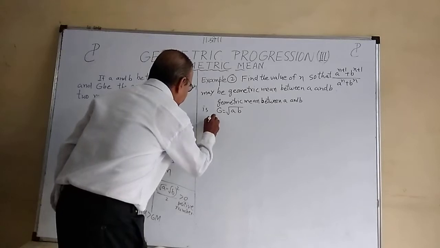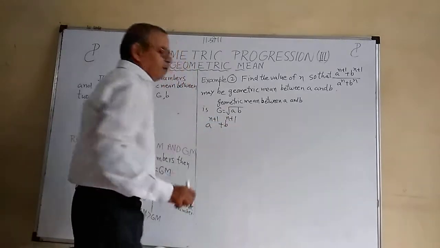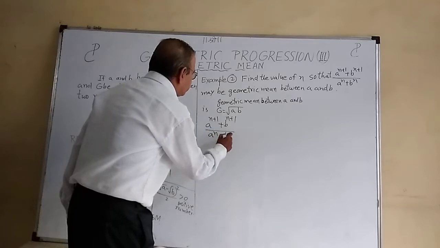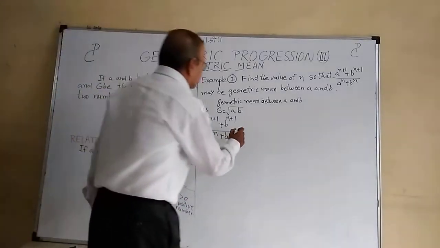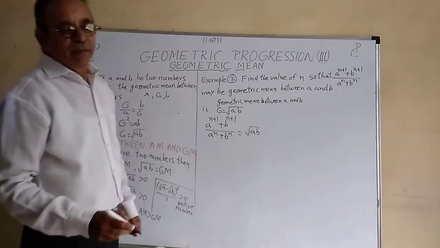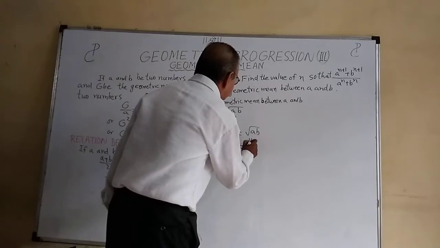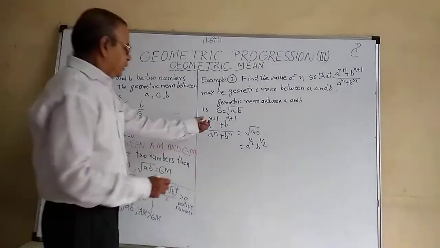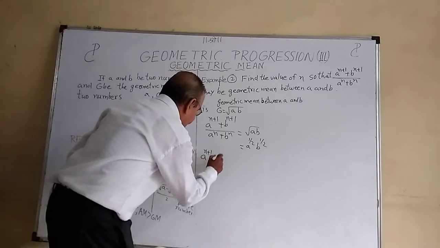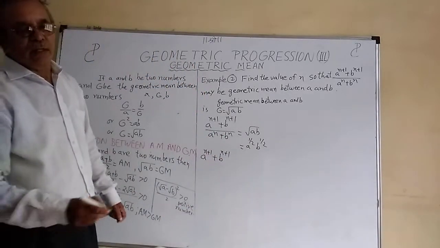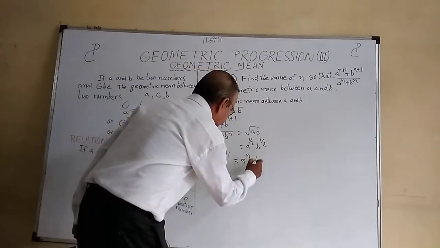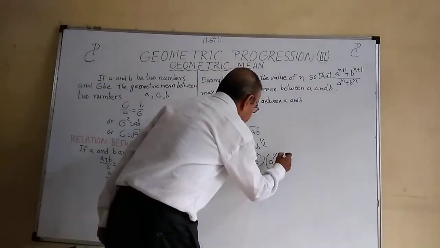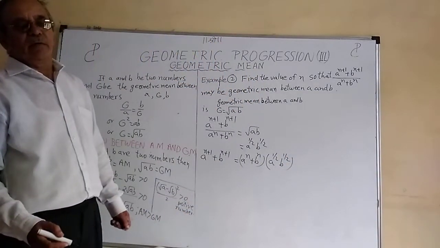So (a to the power n plus 1 plus b to the power n plus 1) upon (a to the power n plus b to the power n) is equal to under root ab. And this is also written as a to the power 1 by 2 and b to the power 1 by 2. Here, a to the power n plus 1 plus b to the power n plus 1 is equal to (a to the power n plus b to the power n) into a to the power 1 by 2 and b to the power 1 by 2.